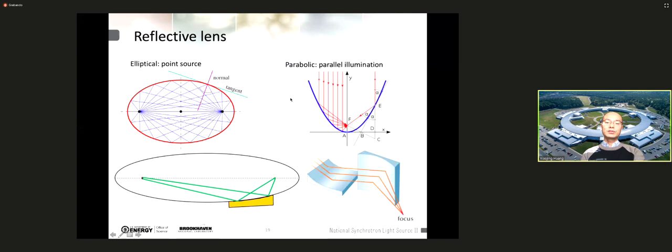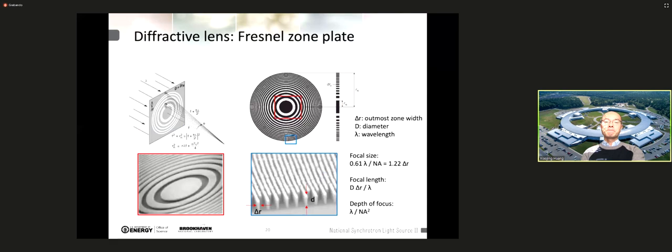At some point, these two geometries merge together. We can assume that if the source is very, very far away, then when the light comes incident on the mirror, it can be considered pretty much as a parallel beam. At that condition, the profiles of these two types of mirrors are very, very similar to each other. The third type is diffractive lenses. The most widely used one is called a Fresnel zone plate. So basically, it has alternating opaque and transparent rings. And the idea is they only allow the light passing through the lens.